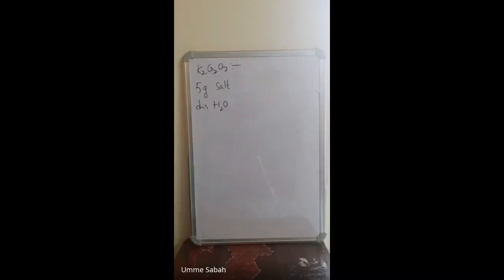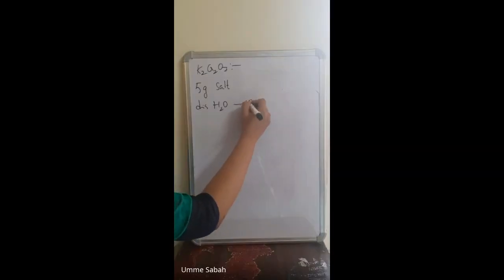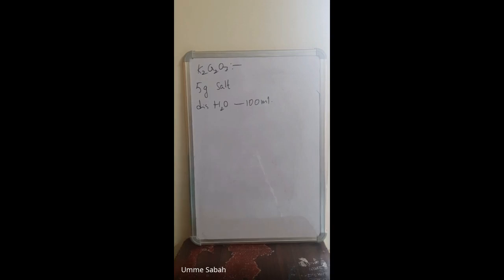Ma'am, how much quantity of distilled water? We keep it as 100 ml only. Because we require it in a burette, we'll keep it as 100 ml only. So 5 grams of potassium dichromate salt is dissolved in distilled water. To that we will add silver nitrate solution.